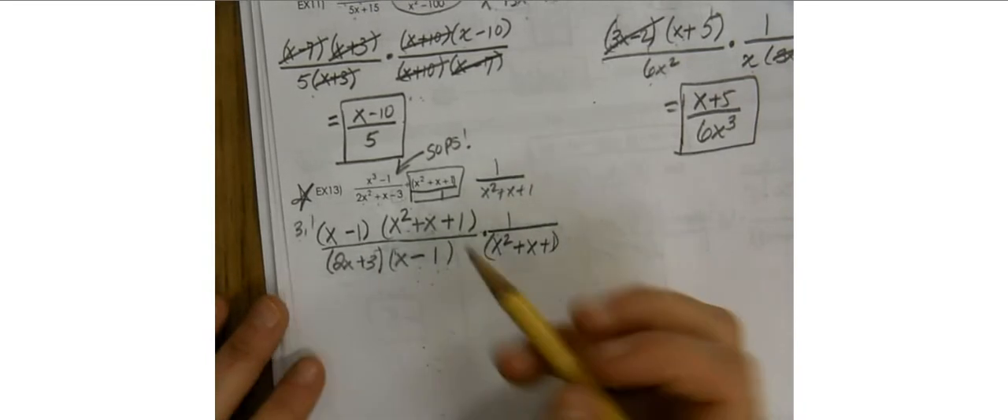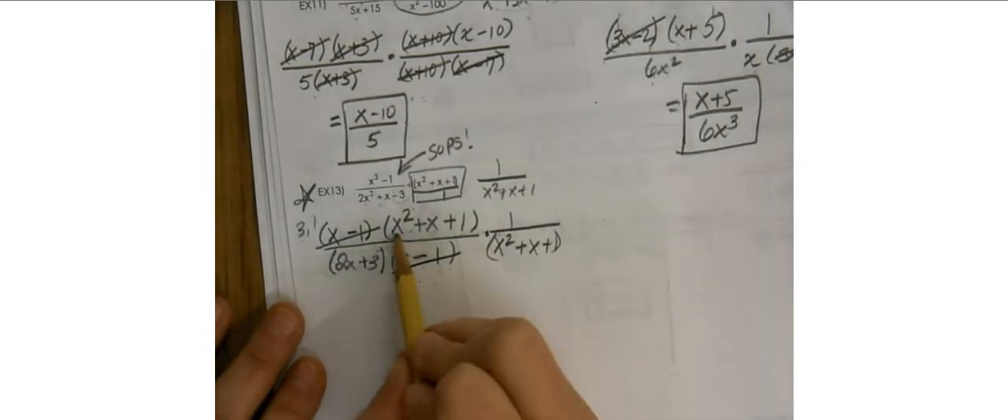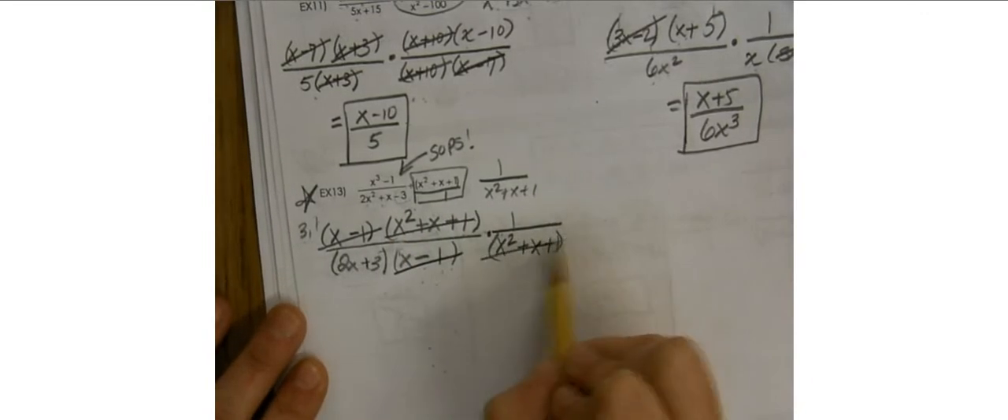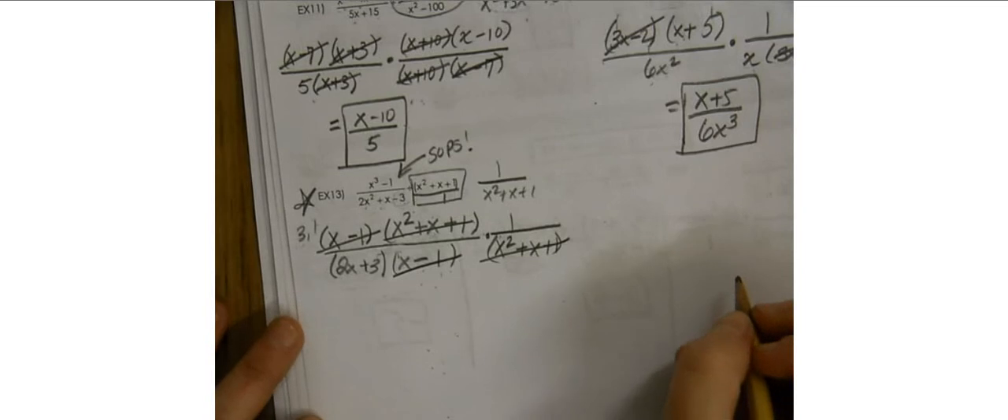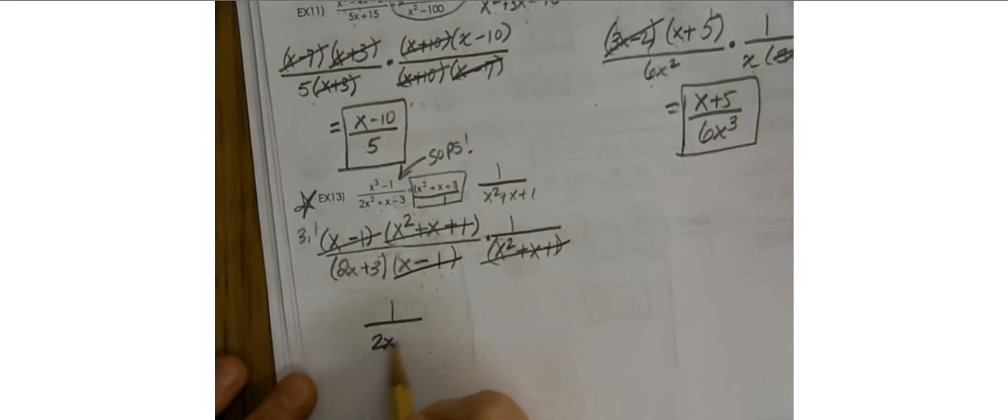So I'm going to eliminate anything that's the same on the top and the bottom, and I have an x minus 1 in the top and an x minus 1 in the bottom, an x squared plus x plus 1 in the top, and an x squared plus x plus 1 in the bottom. And that is it. That's all I can eliminate. So now my answer is going to be 1 over 2x plus 3.